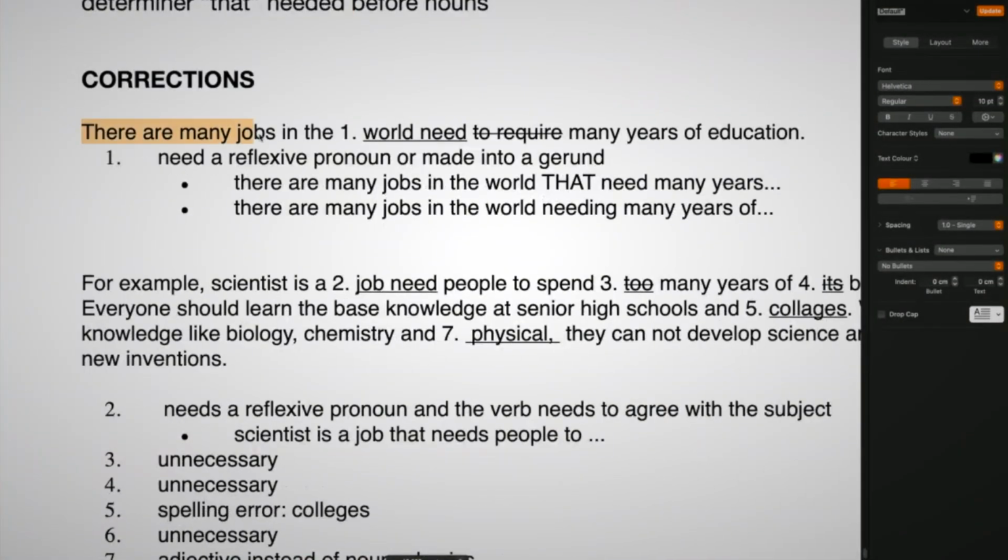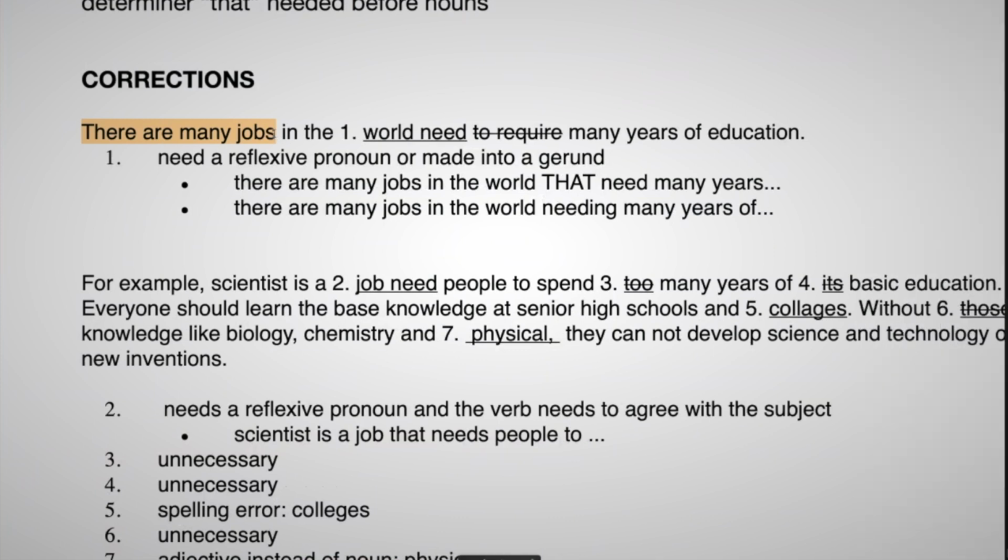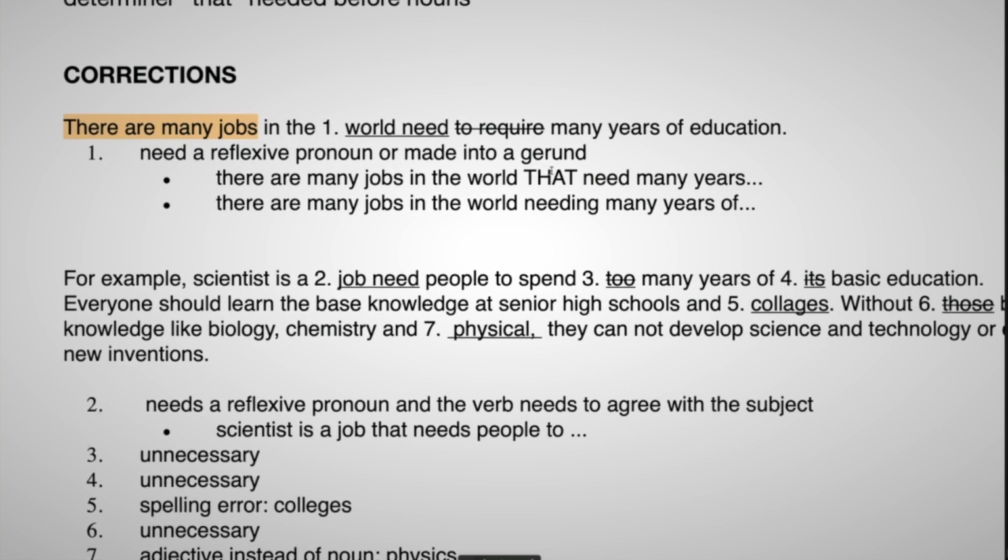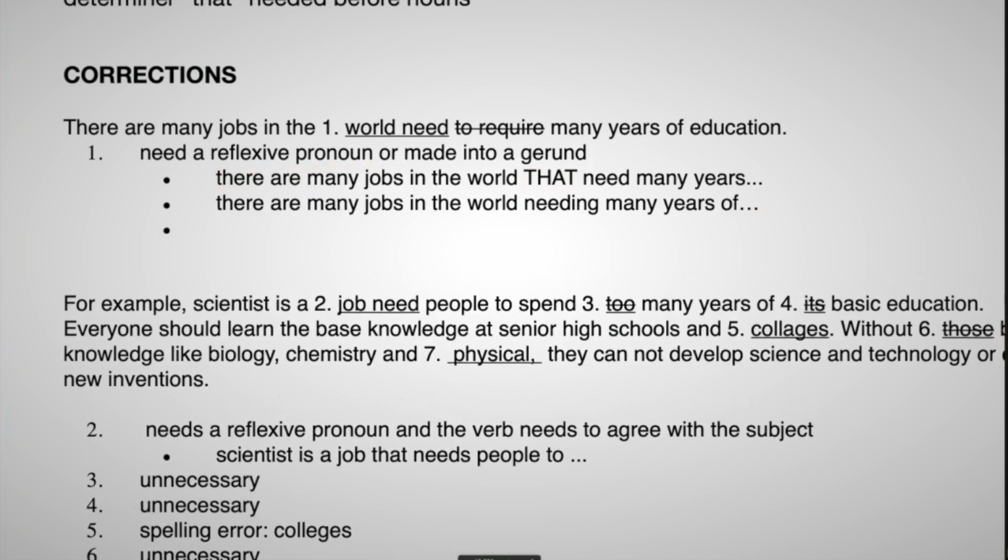There are many jobs, right? Many jobs. There are many jobs. This is a pronoun. It's relative to many jobs. We can say many jobs need many years of education, right?